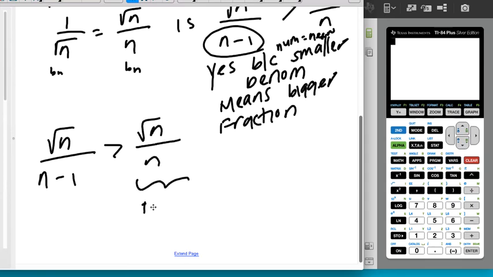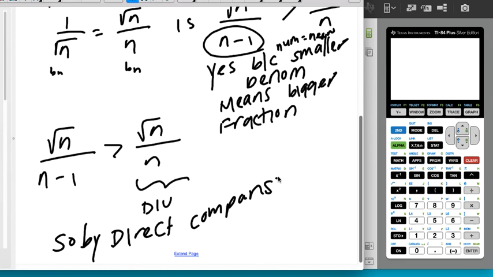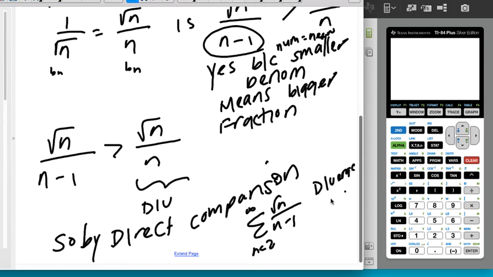So I know that this thing is bigger than this thing, and I know that this thing diverges. So by direct comparison, this sum from n is 2 to infinity diverges, because it's bigger than something else that diverges.